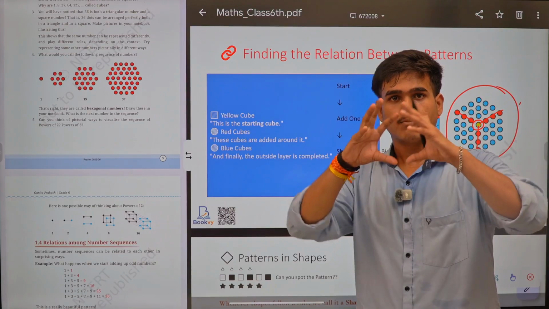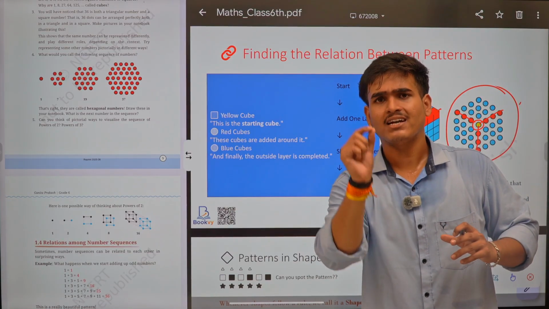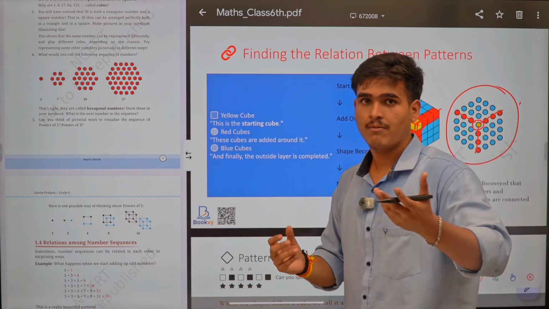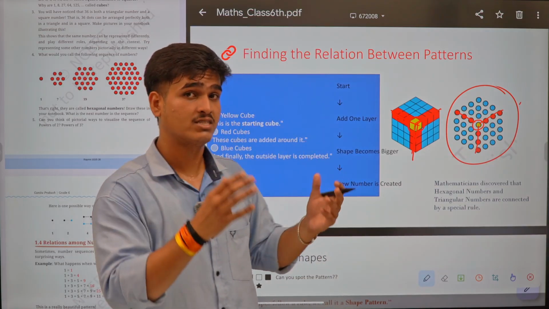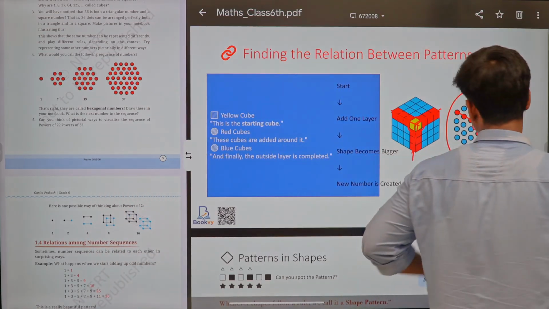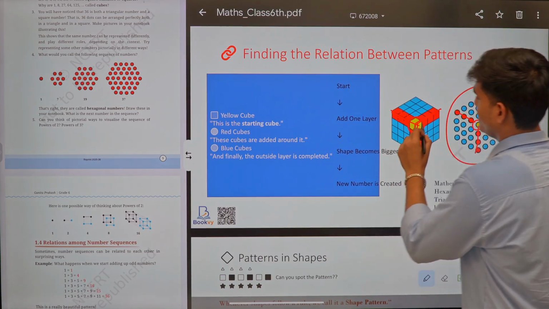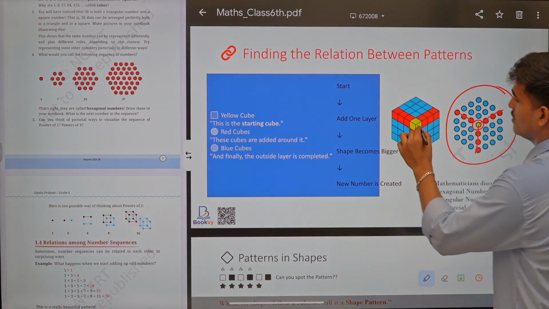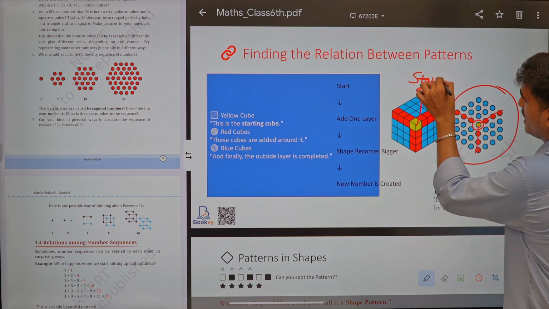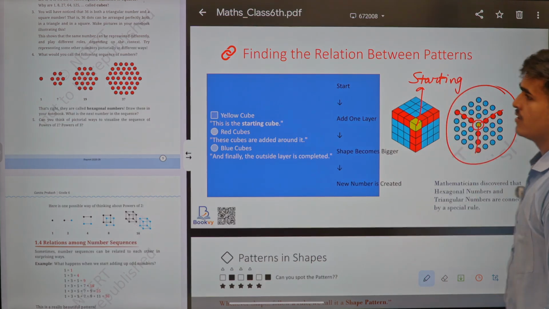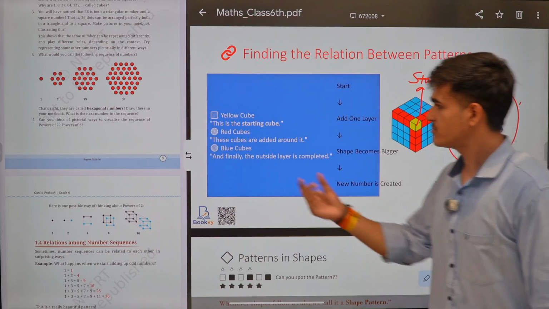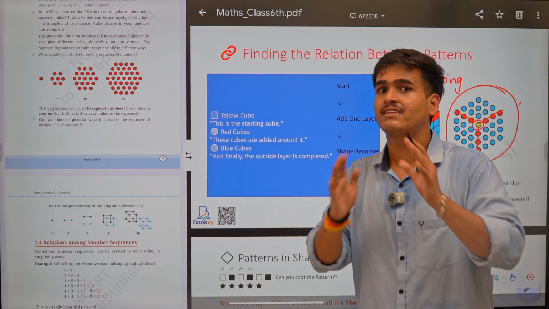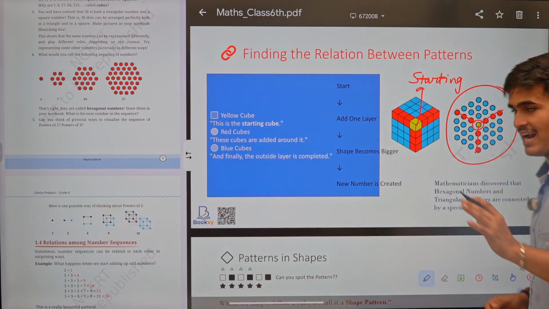See, every pattern has a starting point. If you take a triangle, or any pattern in mathematics or any subject in which patterns are represented, there is always a starting point. So this yellow cube is the starting point of all this. Now, what is the red cube represented in this diagram? The red cubes are added around it. Added means they are just added, not sequentially. They are just added randomly.